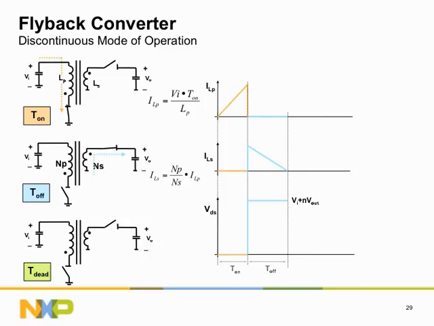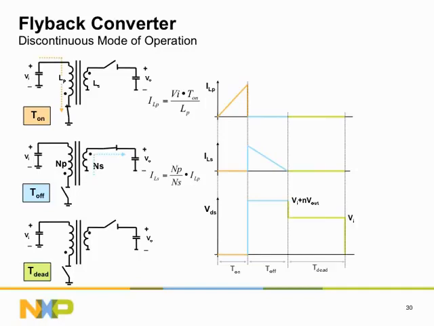The lower graph shows the voltage across the primary switch. During the secondary stroke, that voltage is equal to the input voltage plus the winding ratio times the output voltage, or usually for short, VI plus N V out. In discontinuous operation mode, the secondary stroke ends when the current in the secondary inductor has fallen back to 0.